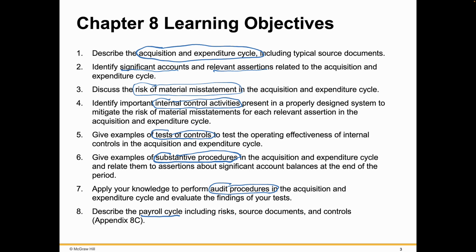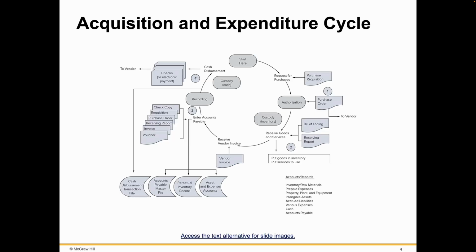So let's get started. Here is a great flow chart, and you can see, start here, of the acquisition and expenditure cycle. Then you see there is a purchase requisition, and then that turns into a purchase order. And then that purchase order goes to the vendor, and then hopefully we receive the goods and services with a bill of lading or a receiving report. And then we have the invoice here, and then we record the invoice.